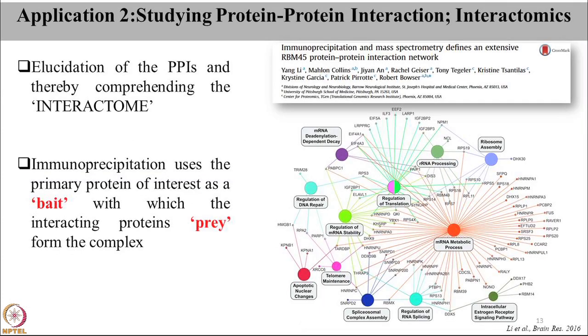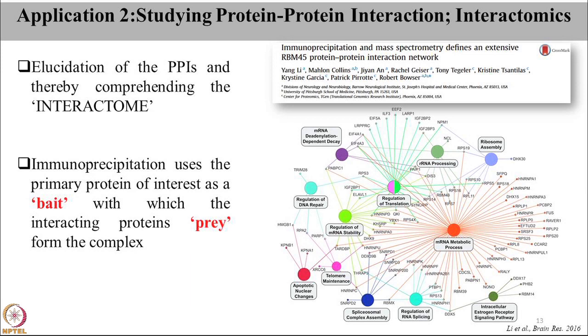So the second application is studying protein-protein interaction, or the typical interactomics. As you can see, for any physiological process that you're studying, be it in plants, humans, cancer, or infectious disease, you often find that your list of targets does not involve one protein. You always have something else along with it, maybe a transcription factor, maybe another family of proteins. So it's never in isolation.